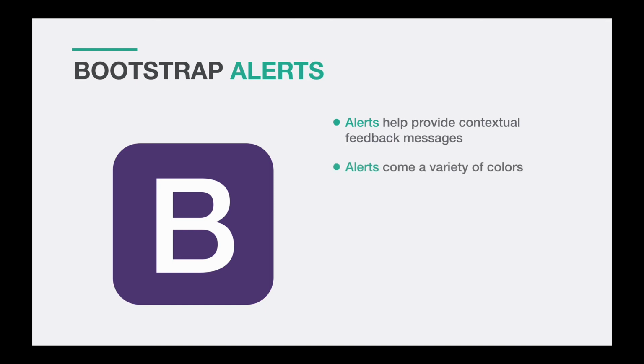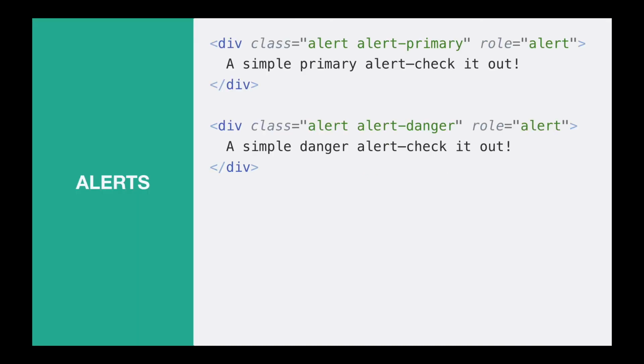And they come in a variety of colors which happen to match the same style colors that they use everywhere else. Okay, so here we have two alerts. The first one is a primary alert. Again, this is kind of a blue color.